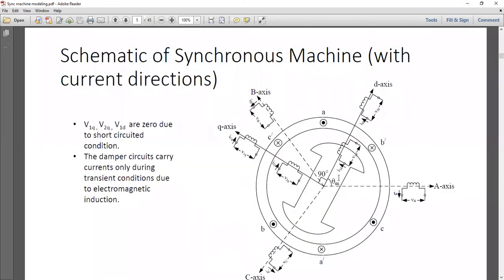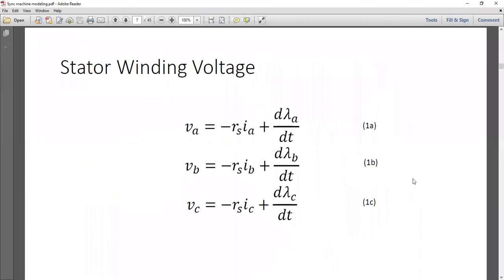But our study in this course will be limited to this model. In this lecture, in this slide, we will be focusing on model 2.2. We'll be deriving the model for 2.2 at the very beginning, and then slowly we will go for some simplifications just to make life easy. Now let's look at the stator winding voltage, simple KVL.